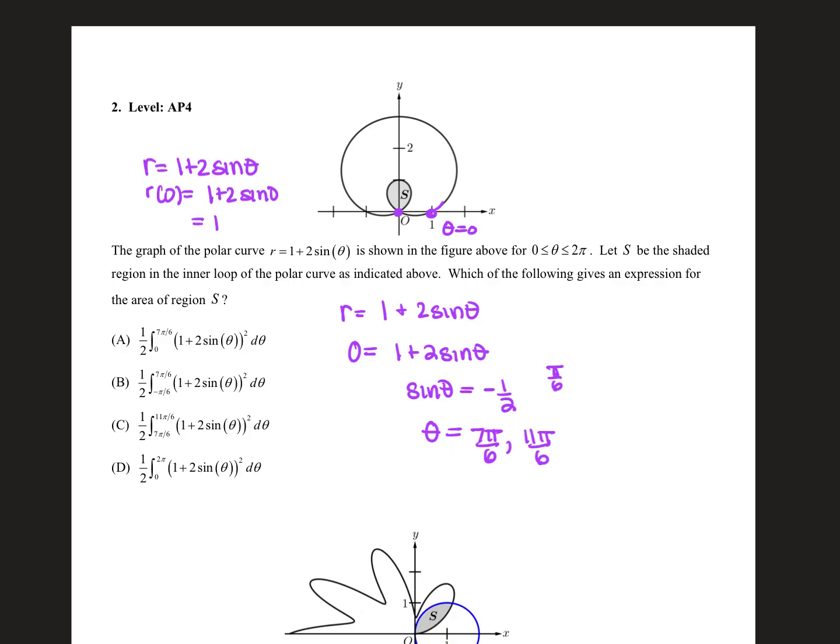But let's go ahead and double check why the other ones don't work. So this one's negative pi over 6, which is the same thing as 11 pi over 6. So that's going backwards. If we're going 0 to pi over 6, it's starting our theta wedges here and keeping all the theta wedges until you enter. And this one is going through the entire loop all the way through. So it's going to actually go over the inner loop twice. So C.